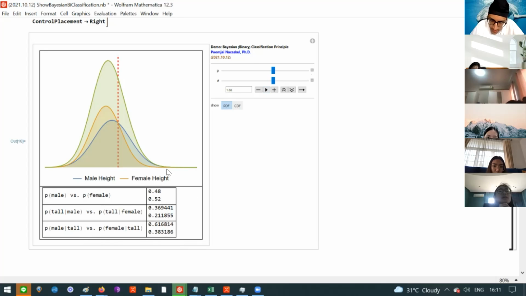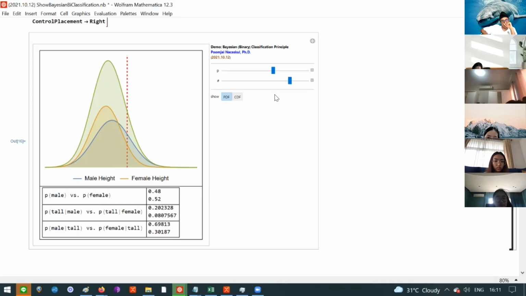Now, as I make this higher, I make it tougher, so I'm going to get fewer false positives. See, the proportion goes up, 66 to 33. Keep going. 69 to 30, right?